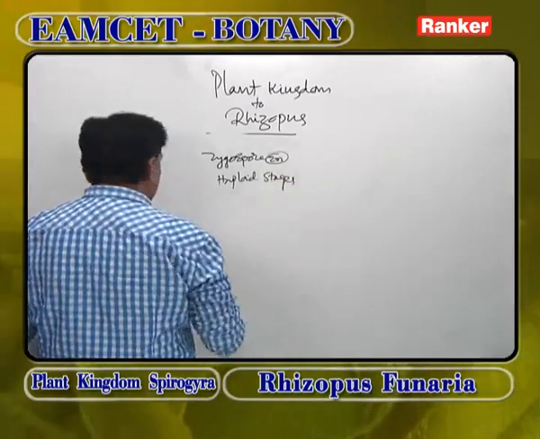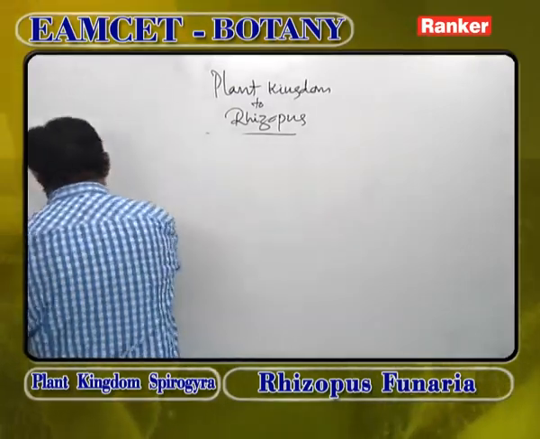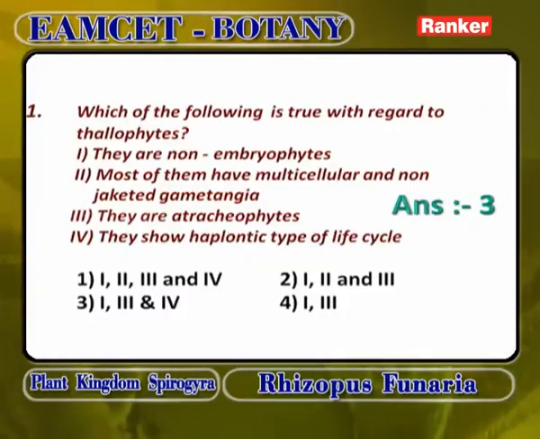So according to this question, which of the following is true with regard to thallophytes? They are non-embryophytes is correct. Most of them have multicellular non-jacketed gametangia is wrong, because not all of them have multicellular non-jacketed gametangia. They are atracheophytes is correct. They show haplontic type of life cycle is correct. So the answer is 1, 2 and 4: non-embryophytes, atracheophytes, and haplontic type of life cycle are the best characters regarding thallophytes.